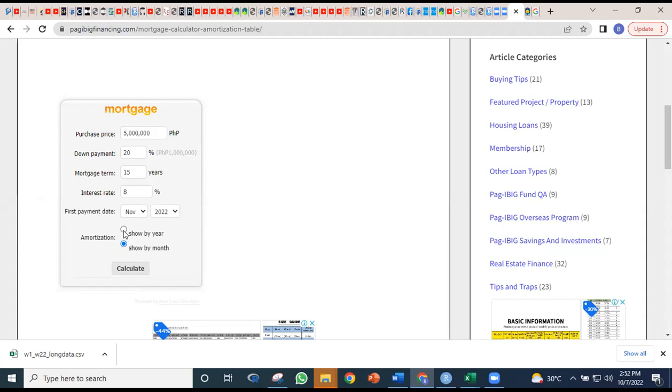We can have it shown by year, but let's have it shown by month. Because amortization, the loan in Pag-ibig, or for that matter any consumer goods, for example a car, is usually monthly when they allow installment. Amortization. So let's have it shown by month. Calculate.